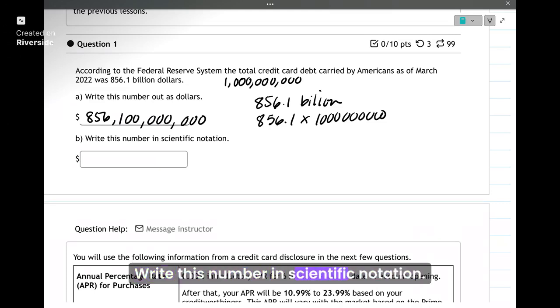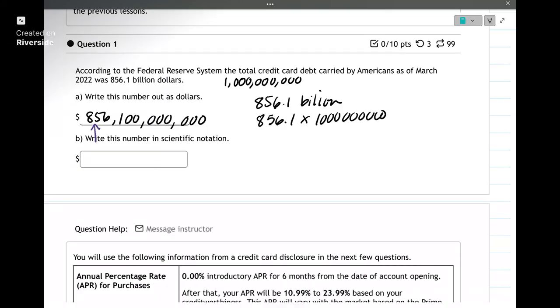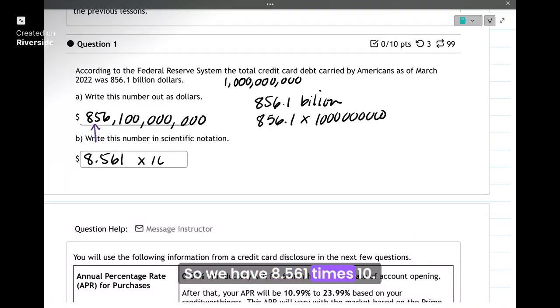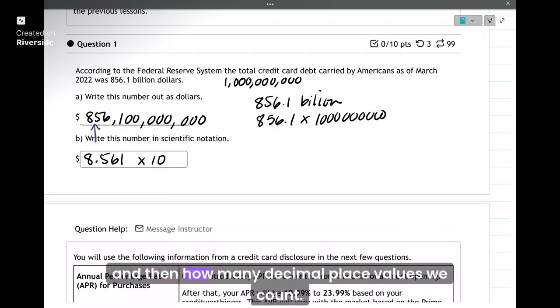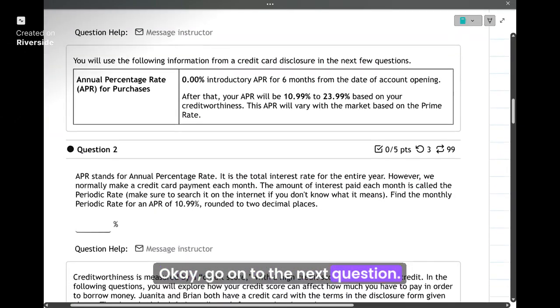Write this number in scientific notation. In scientific notation, the decimal goes after the first digit. So we have 8.561 times 10 to the power of... how many decimal place values do we count? There's just 3, and then 2, so that's 3, 6, 9, 11. Okay, go on to the next question.